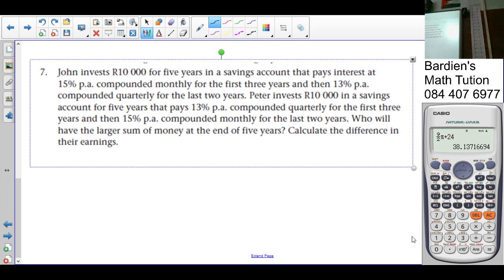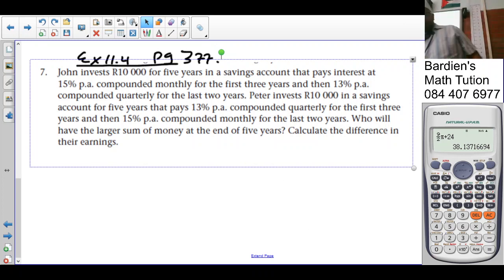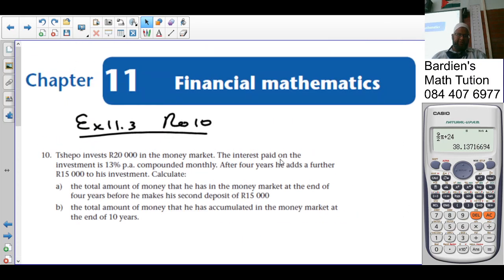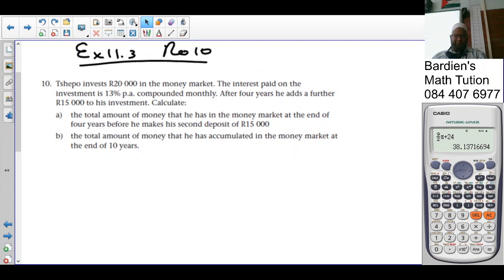This is exercise 11.4, number 7, and this is on page 377. Then you write your reference for the sums that you do, the page numbers and so on. Any other problems with 11.4? No other issues? Okay. So let's look at 11.3.